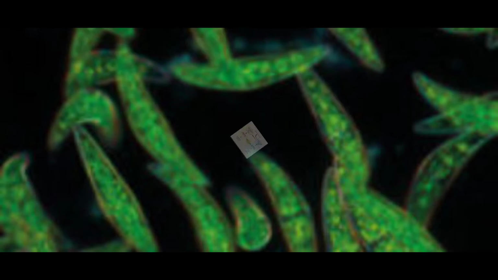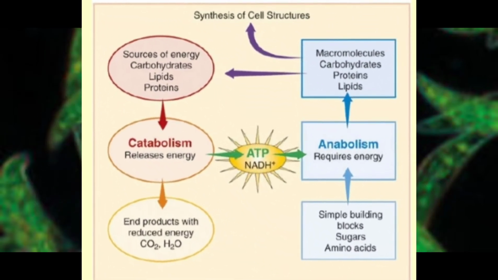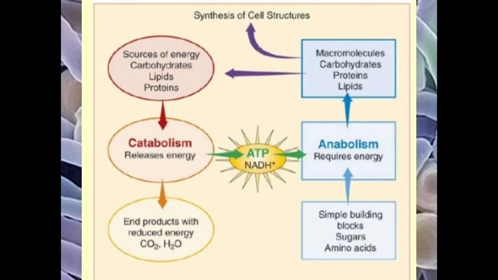So we have here the synthesis of cell structures. From the energy source, carbohydrates and lipids, catabolism leads to the end product. Then the center is the ATP or NADH. From single building blocks, sugar and amino acids, anabolism requires energy and proceeds to macromolecules, carbohydrates, proteins, and lipids, then goes back to the source of energy.